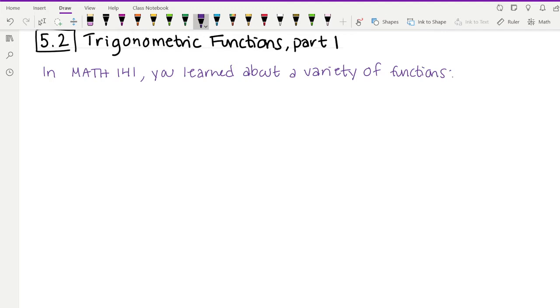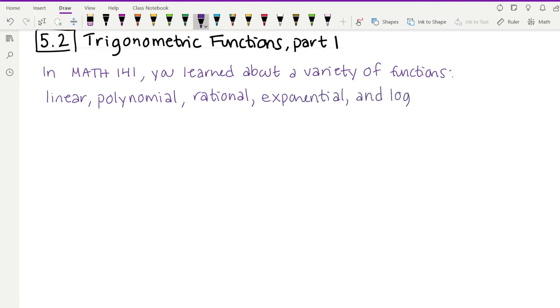So some of the functions that you learned about, or at least that you should have learned about, were linear functions, polynomial functions, rational functions. If you don't remember exactly what all of these are, don't worry too much, but I just want to kind of list them off. Rational functions, exponential functions, and finally logarithmic functions.